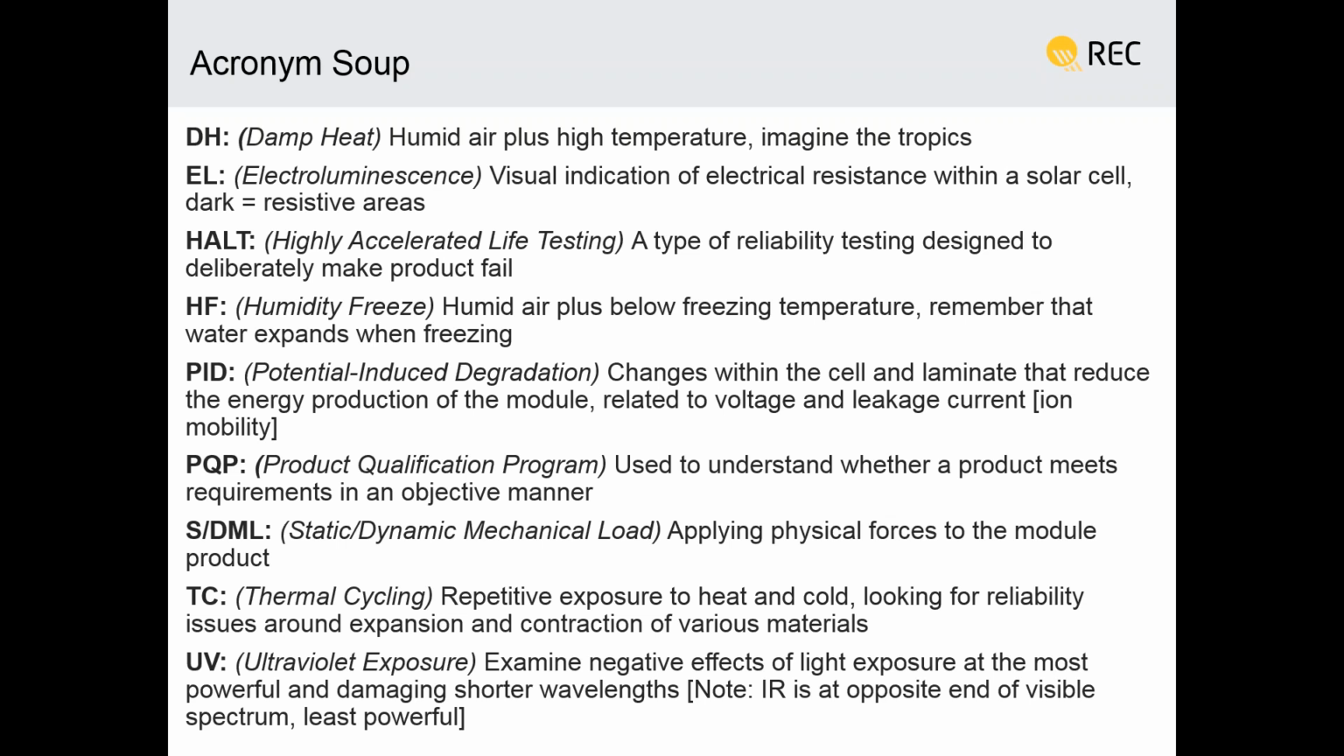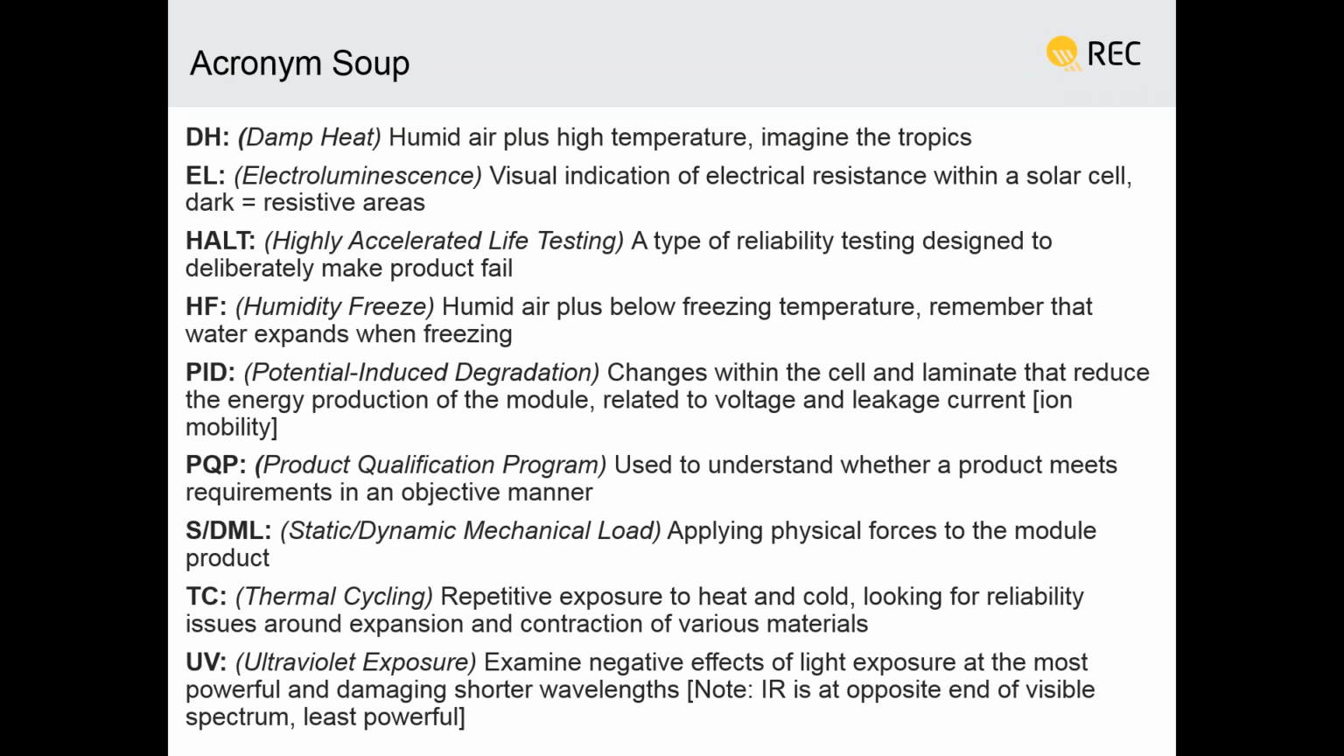Next one down the list, also starting with P, PQP, product qualification program. Again, exactly like the definition says. It's objectively and scientifically looking to understand whether something meets requirements or not. The next item has two flavors. So really this is mechanical load, which is what it sounds like.